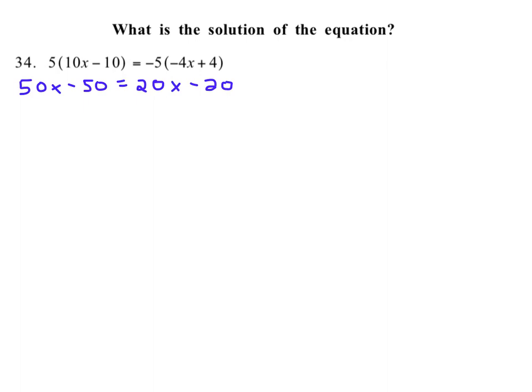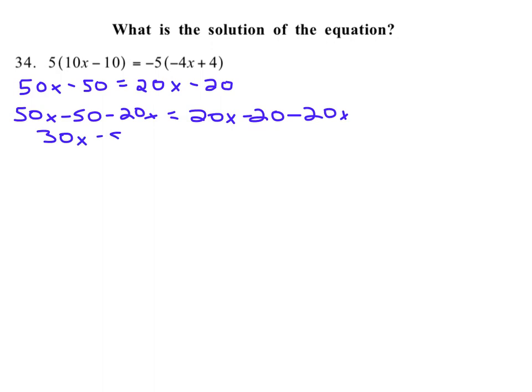Okay, and now we're just going to juggle this thing around. I'm going to subtract 20x from both sides. So 50x minus 50, take away 20x, equals 20x minus 20, take away 20x. Yep. And what do we get here? We got 30x minus 50 equals, those 20x and the negative 20x go away, so minus 20.